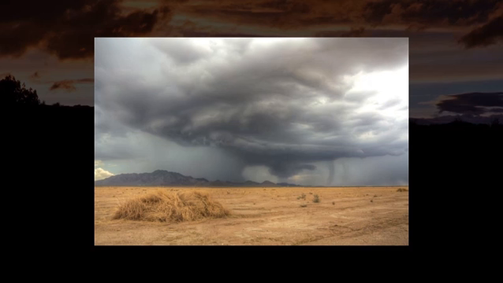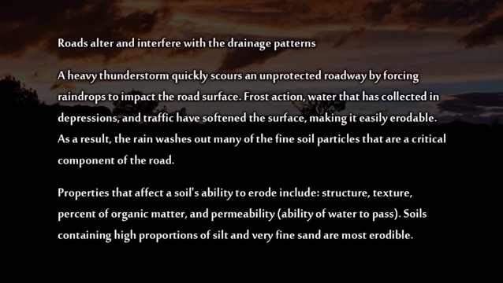Then we have rains. Roads alter and interfere with drainage patterns. A heavy thunderstorm quickly scours an unprotected roadway. What does that mean, unprotected roadway? Well, if it's got no purchased gravel on it, something that actually builds the soil up so that it holds together, it's what's called an unprotected roadway. So the raindrops impact the road surface. Frost action, water, it collects in depressions. Traffic softens the surface, making it easily erodible. Rain washes out many of the fine soil particles that are a critical component of the road.